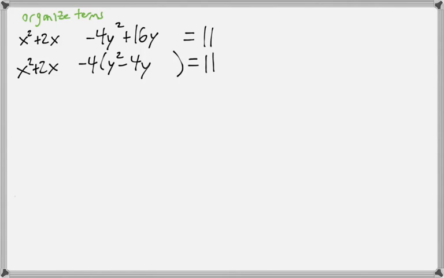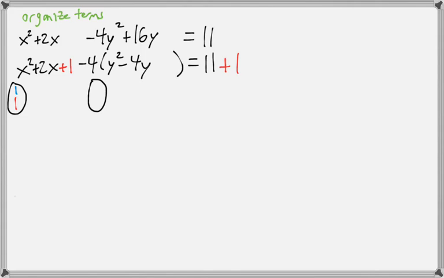Okay, so I'm ready to complete the square. So I need two numbers. My first number is half of the coefficient of the x term, so that'll be 1. And then I square that to get 1. So I'm going to add 1 here, and then to keep this legal, I need to add 1 to the other side.